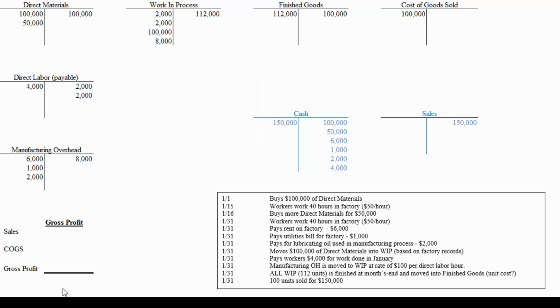So what's our little gross profit statement look like down here? In keeping with my own convention, it should be in red font. Our sales were $150,000 minus cost of goods sold of $100,000, so we made $50,000.